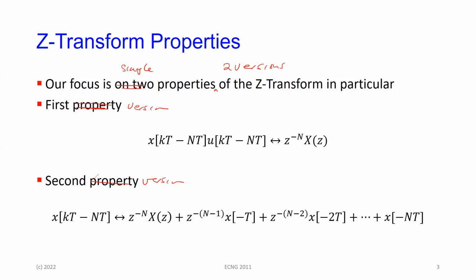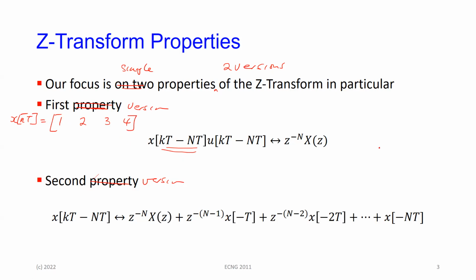So the first version of this property, and this is the key to everything that we want to use this transform for, is that if I have a sequence of values and I delay the sequence of values by some number, like for instance, I have 1, 2, 3, 4. So x[k]T is equal to these 4 values.